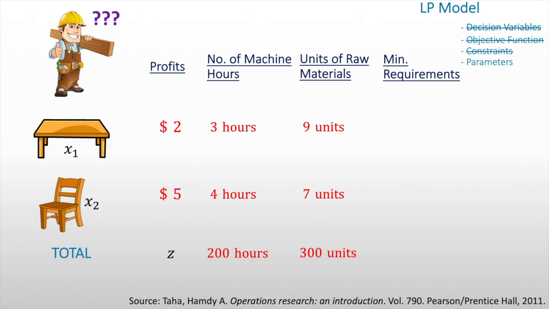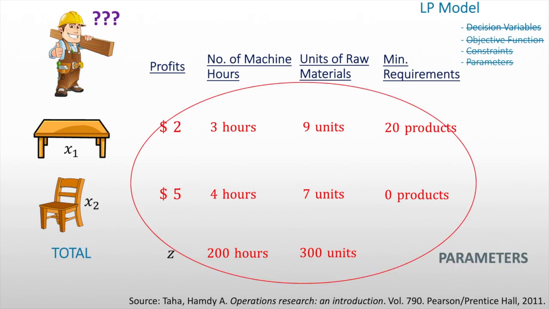And lastly, we have the minimum requirements. Bob needs to produce at least 20 tables, but there is no minimum requirement for chairs. This is again another constraint, where x1 should be greater than or equal to 20 because he needs a minimum of 20 tables, and x2 should be greater than or equal to 0 because he may have the choice to produce 0 or even more than that, but not less than 0, or negative chairs. All of these in our table are called our parameters, or the limiting specifications of our system.